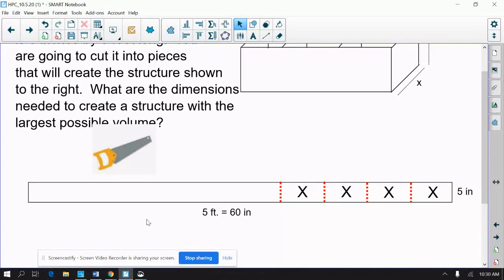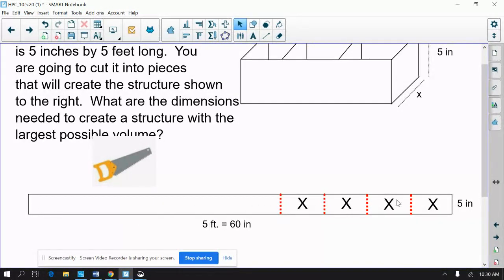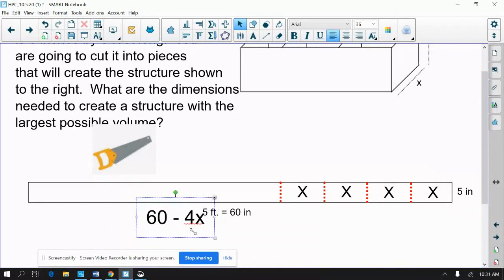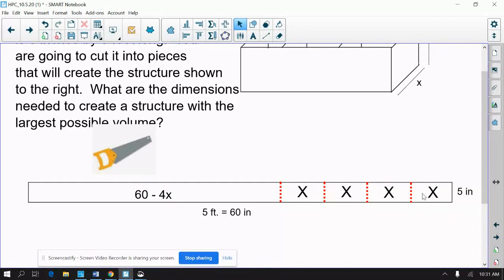So here's where we just start thinking a little bit. Knowing that the whole length of the wood is 60 inches, and I already cut off 4x's worth of wood, how long is the remaining piece right here? It is 60 less 4x, or 60 minus 4x. The original wood was 60 inches long, but I already cut off 4 walls, each of x long. So now what I have left? I don't have 60 inches left. I have 60 inches minus the 4 cuts that I took away.